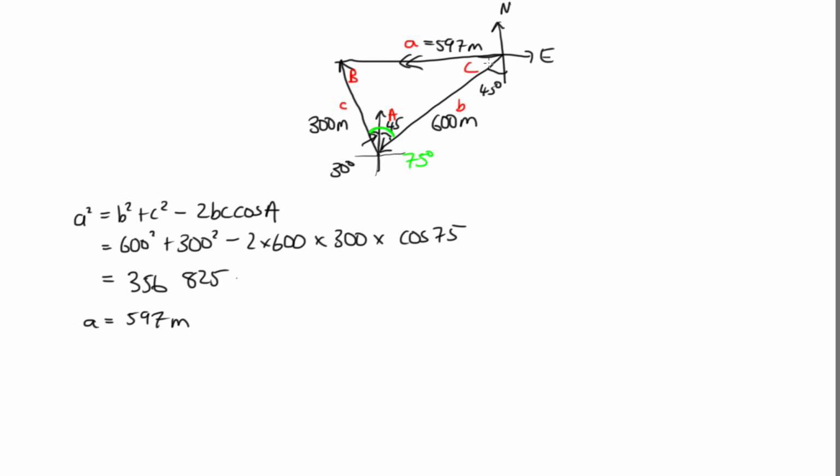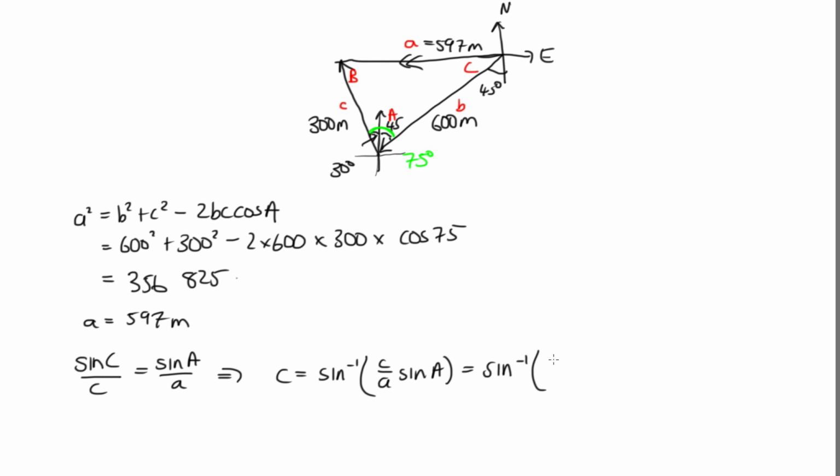So in order to work out this angle here, we're going to have to work out angle C. So in order to do that, we shall use our sine rule. So we've got that sine C on C is equal to sine A on A. And so C is equal to the inverse sine of C on A sine A, which is equal to the inverse sine of 300 over 597 times sine of 75. And solving this, we end up with 29 degrees.